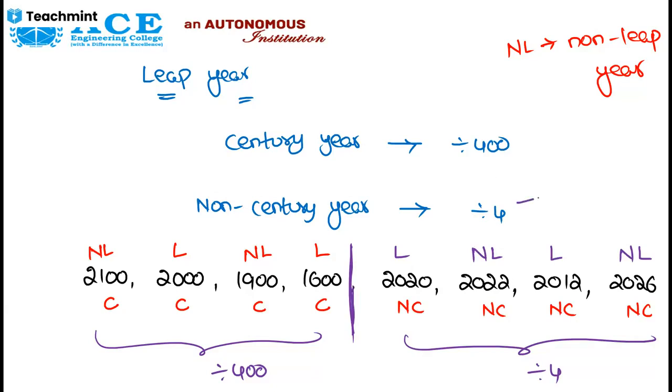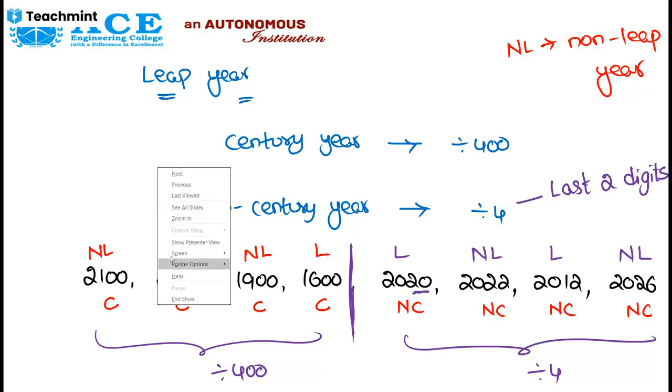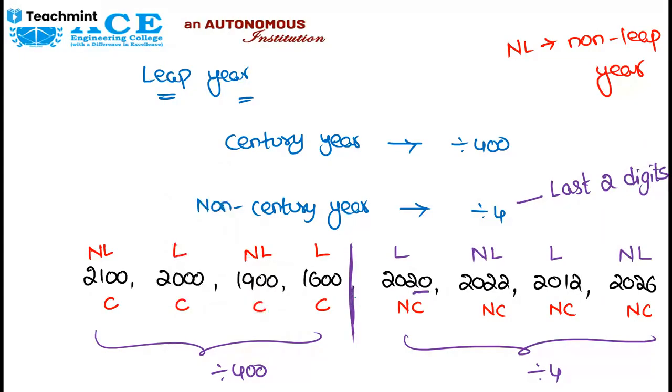My dear friends, when you are checking divisibility by 4, the rule is to look at the last 2 digits. Even if it is a bigger number, how do we check whether it is divisible by 4 or not? We have to see the last 2 digits. 20 is divisible by 4. 22 is not divisible by 4. 12 is divisible by 4. 26 is not divisible by 4. So like this, you can decide whether a given year is a leap year or not. And the remaining, I think you understand, are non-leap years.